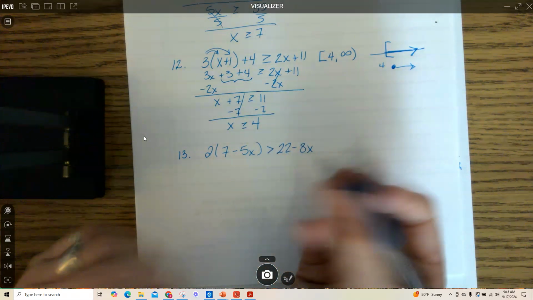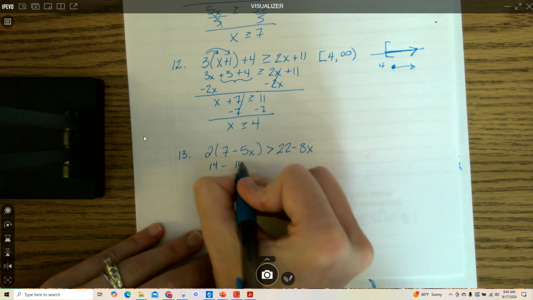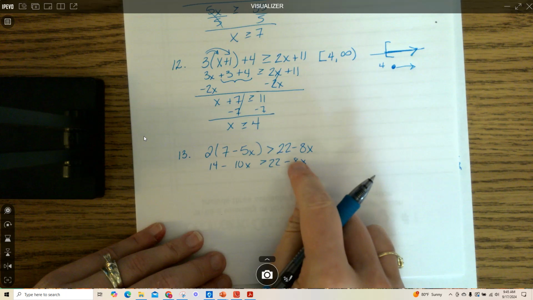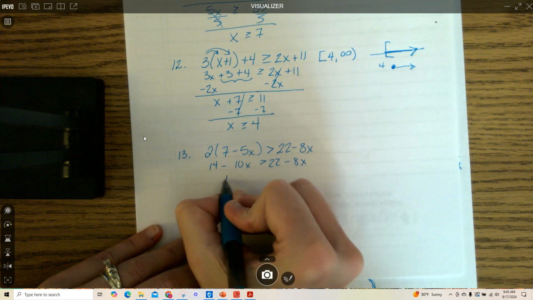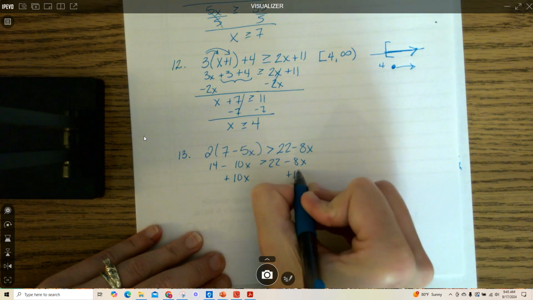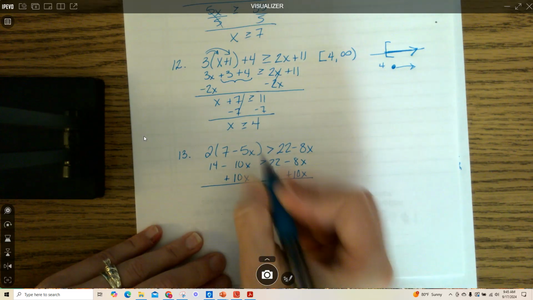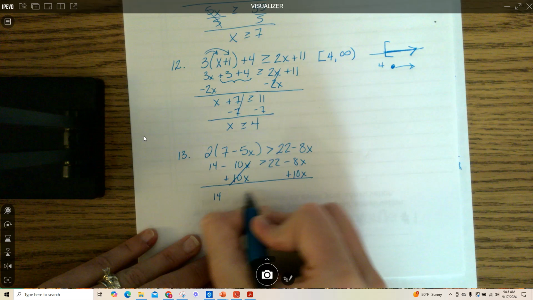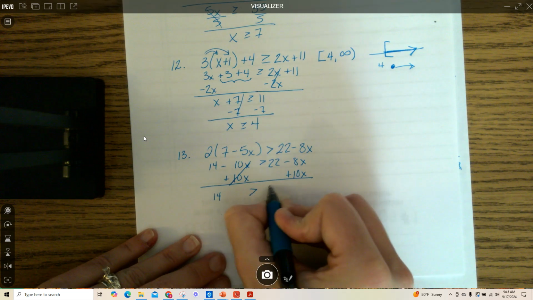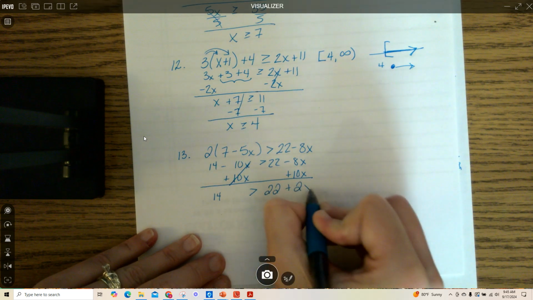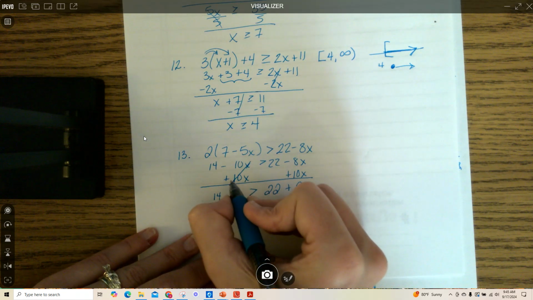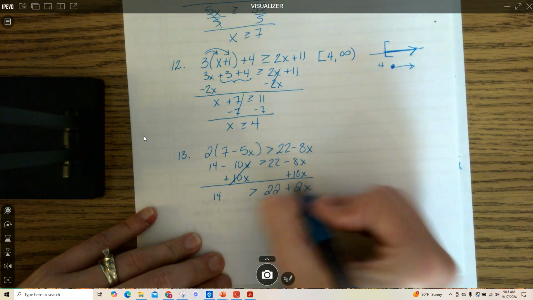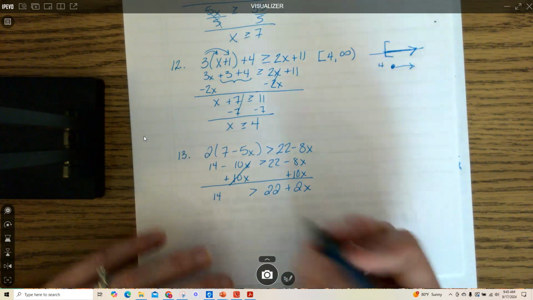Okay. Distribute first. Again, move the smaller x. So negative 10 is smaller than negative 8, and that keeps me from having a negative coefficient. If you multiply or divide by a negative, you have to flip the sign. But when you have it on both sides like this, typically if you move the smaller x, you've got a good chance of turning that coefficient positive.